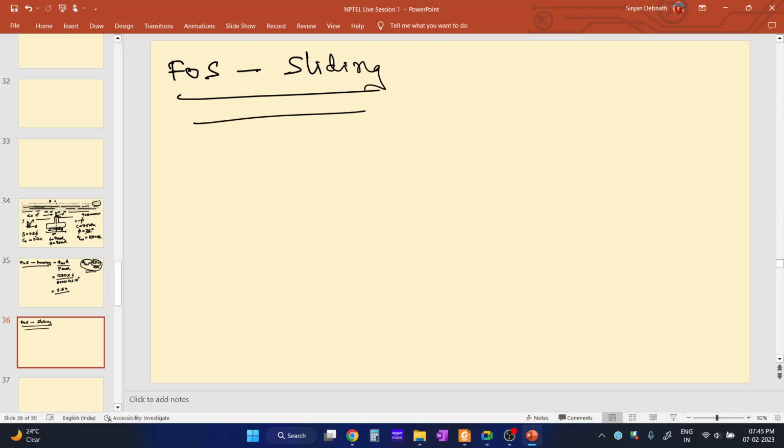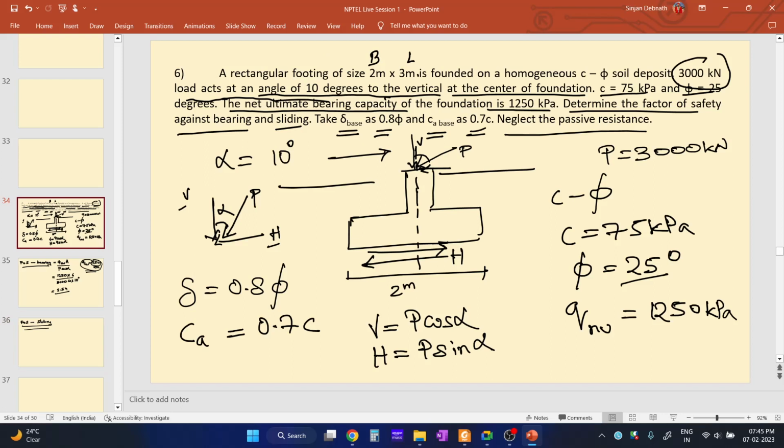So for the factor of safety against sliding, we need to find out what I have told earlier. The horizontal component of load P is pushing this foundation in this direction, trying to push the foundation in this direction. So soil is also providing a resistance in this direction. Okay, this happens, or else the foundation will move. If there is no resistance, the foundation will move in this direction.